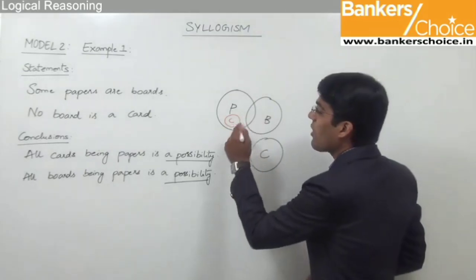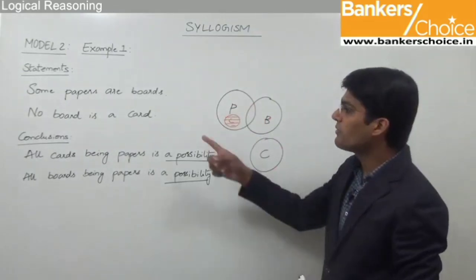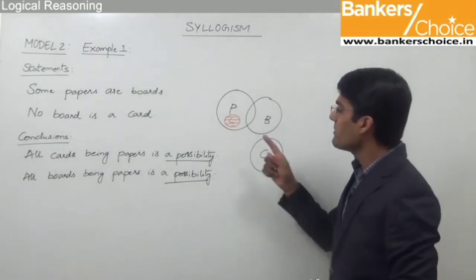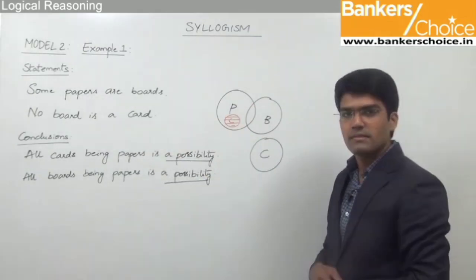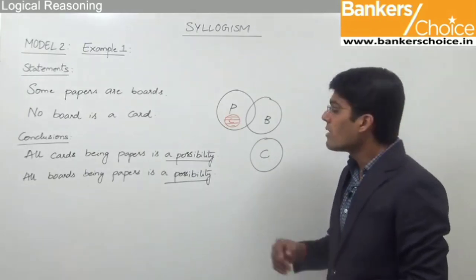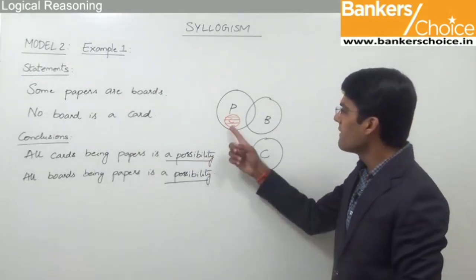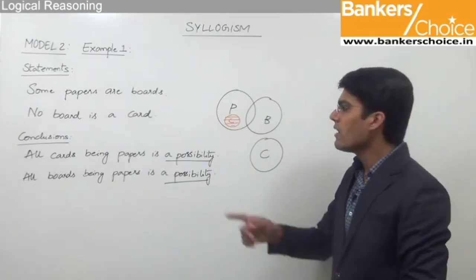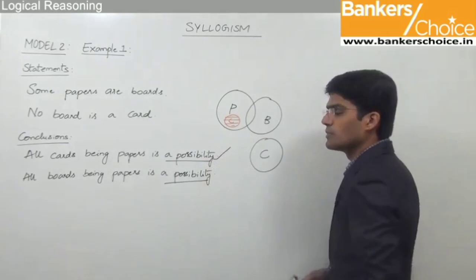So here we find that all the cards are papers as they are completely inside the papers. And it also follows the given statements. So from this, we can say that all cards being papers is possible. Let me mention the same point again. Possibility is something which should be true in at least one of the diagrams. And here with this red cards, we can show that all cards can be papers. So conclusion number 1 is true.